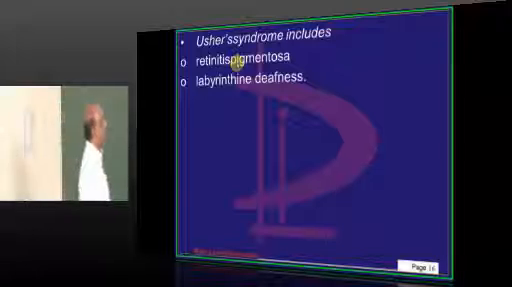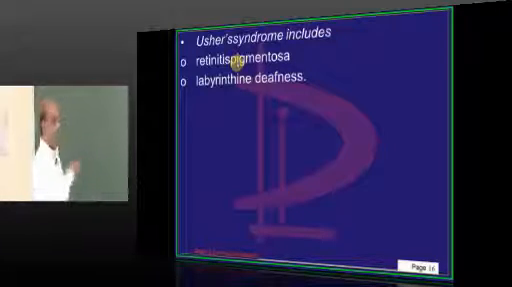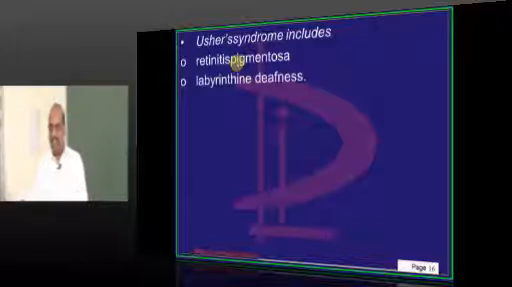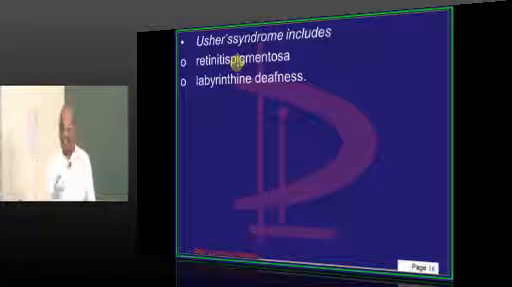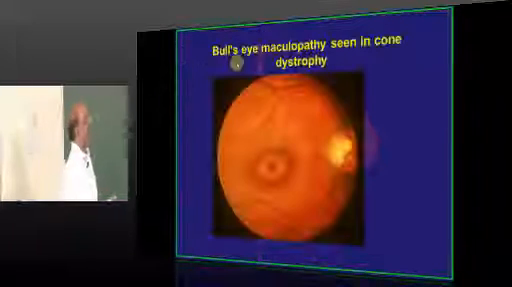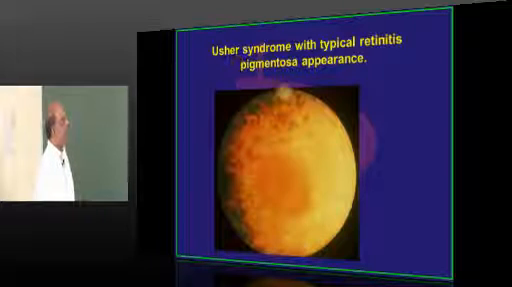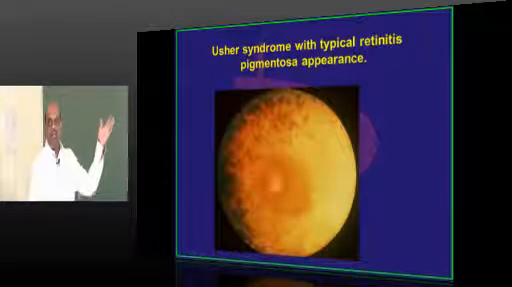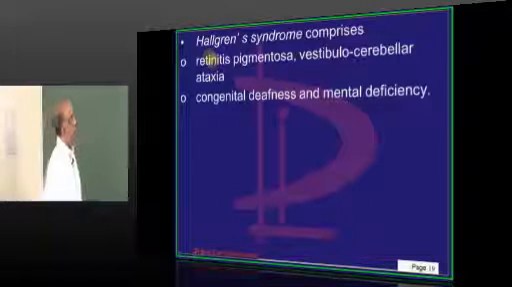Okay. Now, Usher's syndrome. It is retinitis pigmentosa, ENT plus ophthalmology, a complete package is Usher's syndrome. Retinitis pigmentosa plus labyrinthine deafness together. This is a typical example of a patient of Usher's with a typical bony spicular appearance of his retinitis pigmentosa.